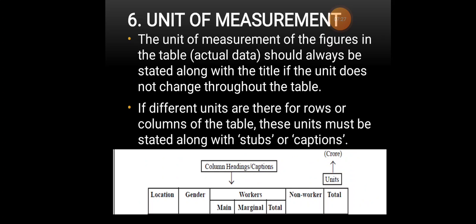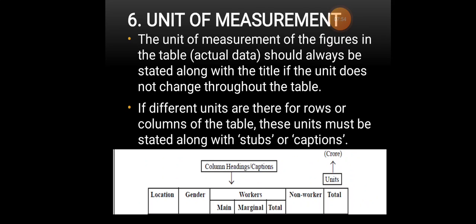Next one is about the unit of measurement, which is very important. The unit of measurement of the figures in the table, that is the actual data, should always be stated along with the title if the unit does not change throughout the table. For example, if you want to know about productivity, you should write it in tons. If you want to write in rupees, maybe it should be crores, it should be lakhs.